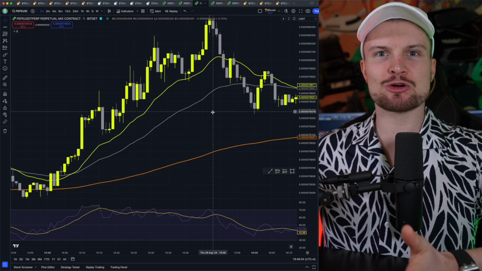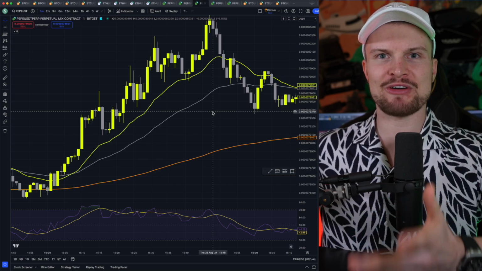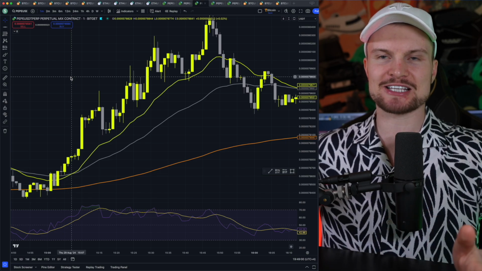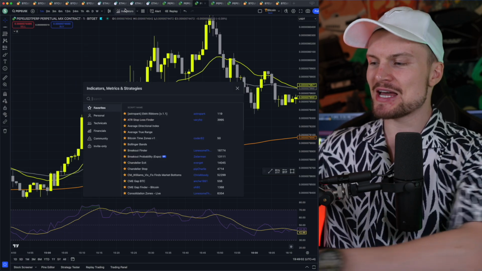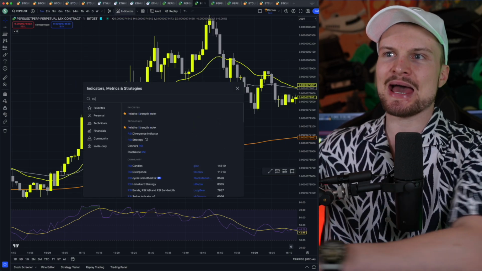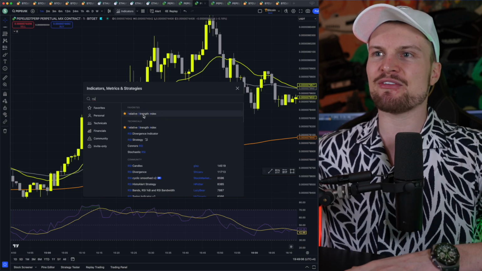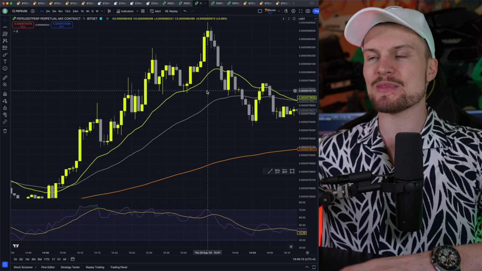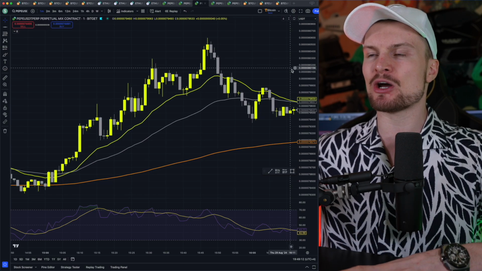Indicator number 2, and this also is one of my favorites, is the RSI, which stands for the Relative Strength Index. For this one, just go to indicators, type in RSI, and select this one right here. Now, this is a very, very famous indicator, and most people use it completely incorrectly. I will make a very dedicated video about this indicator.